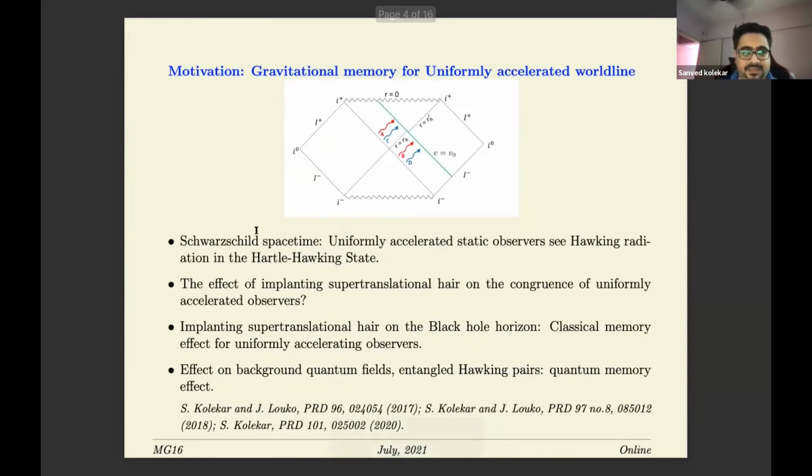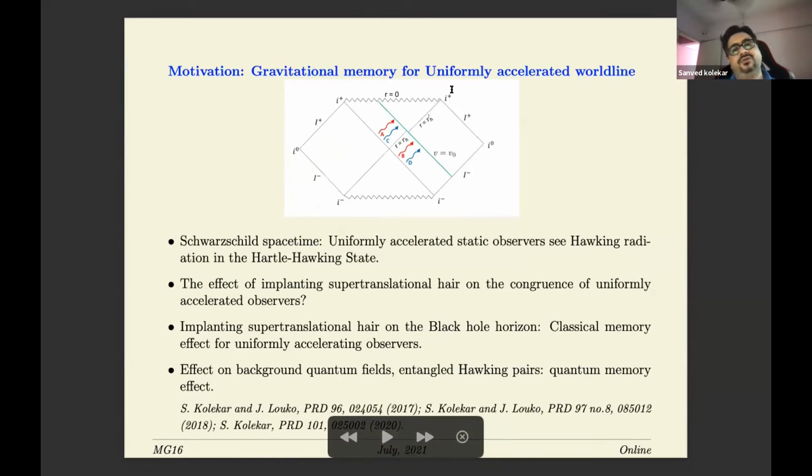So there is another motivation. This has to do with the gravitational memory effect for uniformly accelerated observers. When one studies how to implant the supertranslation hair on a Schwarzschild horizon, one uses this particular construction which was given by Hawking et al. They studied BMS type shock waves which fall into the horizon. Once these shock waves fall into the horizon, they affect the observers which are outside.